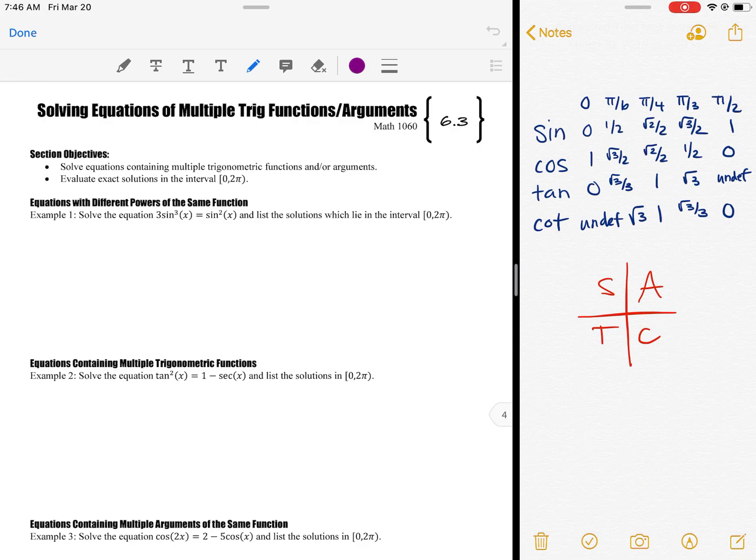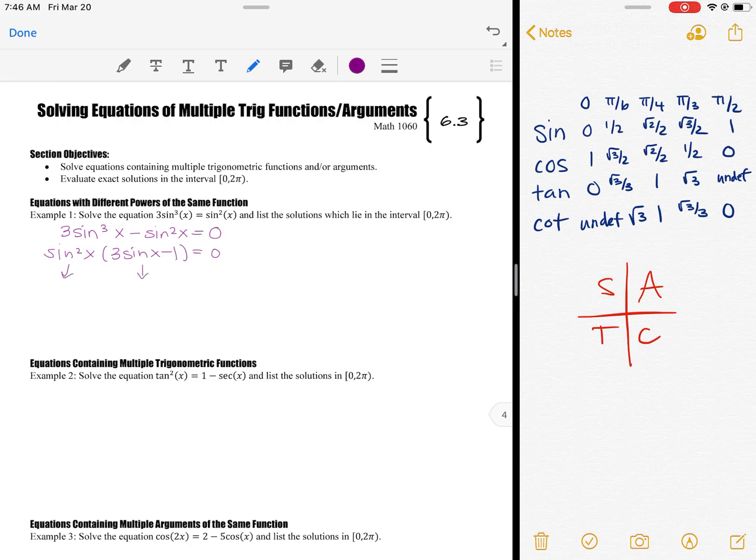So in this case, I would always say, hey, let's set it equal to 0. So if I do 3 sine cubed of x minus sine squared of x equals 0. You can almost think about these like factoring problems. So take out what they have in common. They both have a sine squared of x in common. So we're left with 3 sine of x minus 1 equals 0.